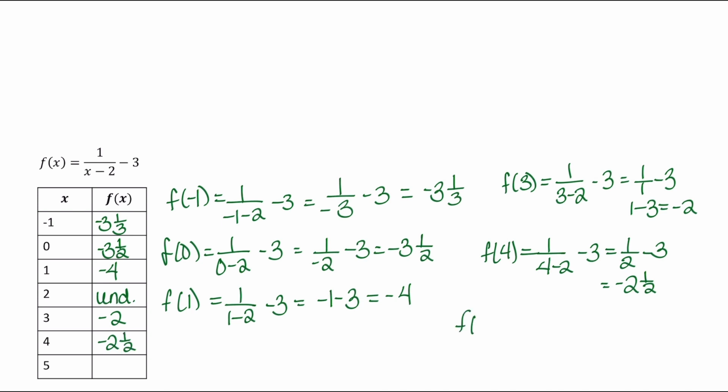And then finally we have f of 5, so 1 over 5 minus 2, minus 3. So that's 1 over 3 minus 3. And that gives us negative 2 and 2/3.